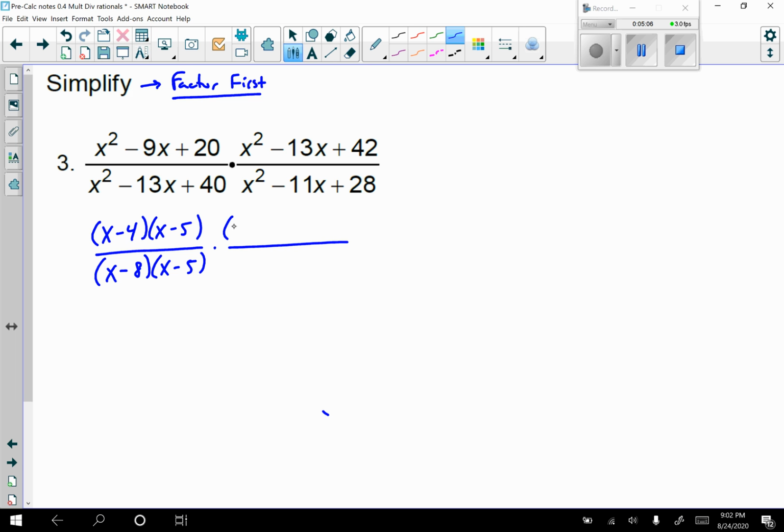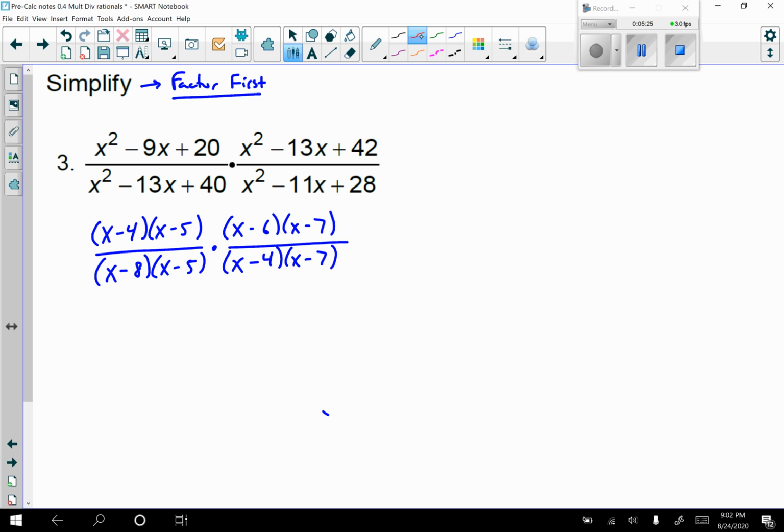Second one, we've got 13 and 42. That's going to be x minus 6, x minus 7. And the bottom, we got 11 and 28, x minus 4, x minus 7. Remember, multiplication here, any numerator factor can cancel any denominator factor.